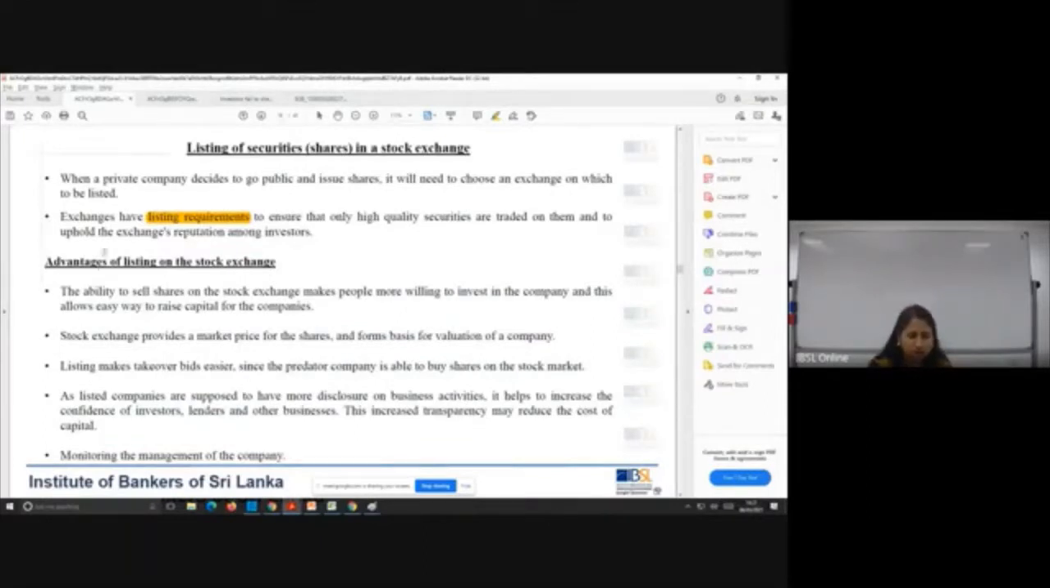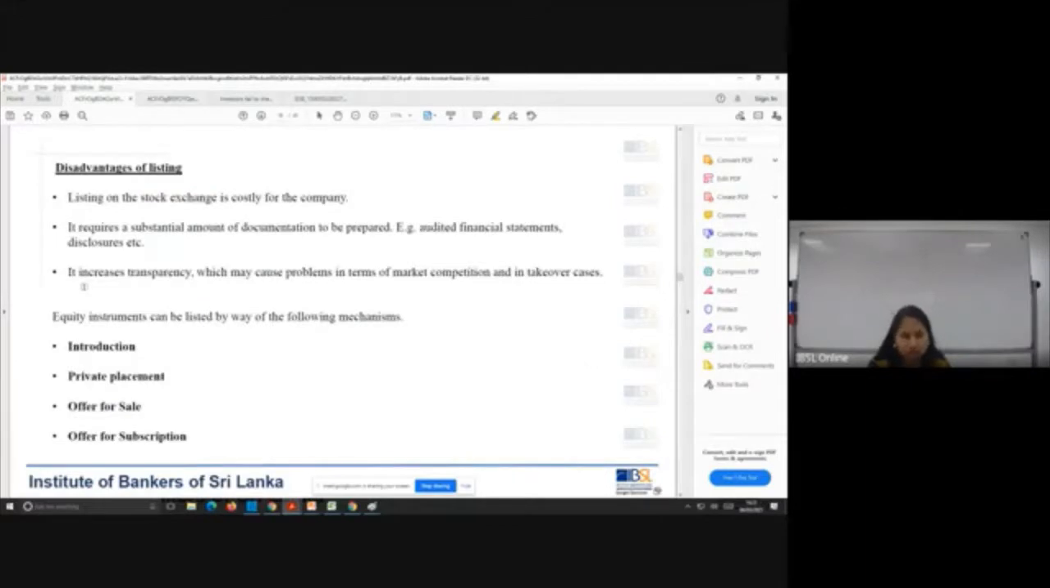Now, along with advantages, you also have disadvantages relating to the stock exchange listing. What are those? Listing your stock or your share in the stock exchange is one of the costliest ways to raise money. Remember when we saw the functions in the primary market: origination, underwriting, distribution? There's a lot of time and effort behind that.